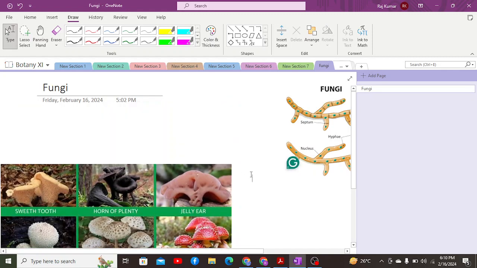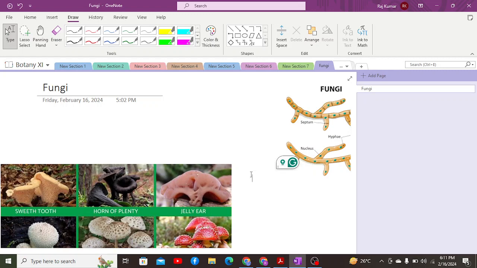What are fungi? Fungi are organisms which are unique to both plants and animals, such that they have some characteristics of plants and some of animals. When it comes to their plant-like characteristics, they possess a cell wall. They do not have centrioles, and they are non-motile.